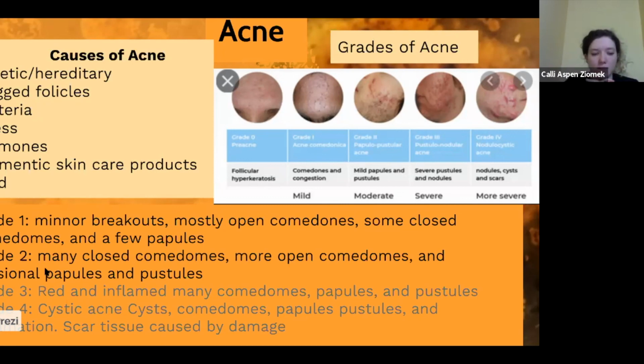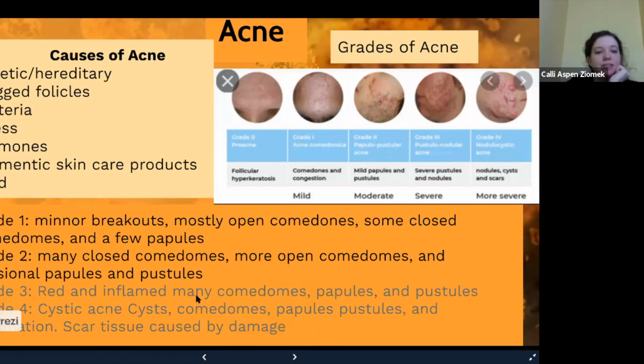Grade 3 acne is a slight area that you could kind of step into as an esthetician, but generally it is where you would then send them to a dermatologist. So it is red and inflamed, and it has many comedones, papules, and pustules. Once the irritation that is connected with grade 3 resolves itself, you as an esthetician can work on it. But you do have to get that skin to calm down enough for you to actually do acne treatments on it.